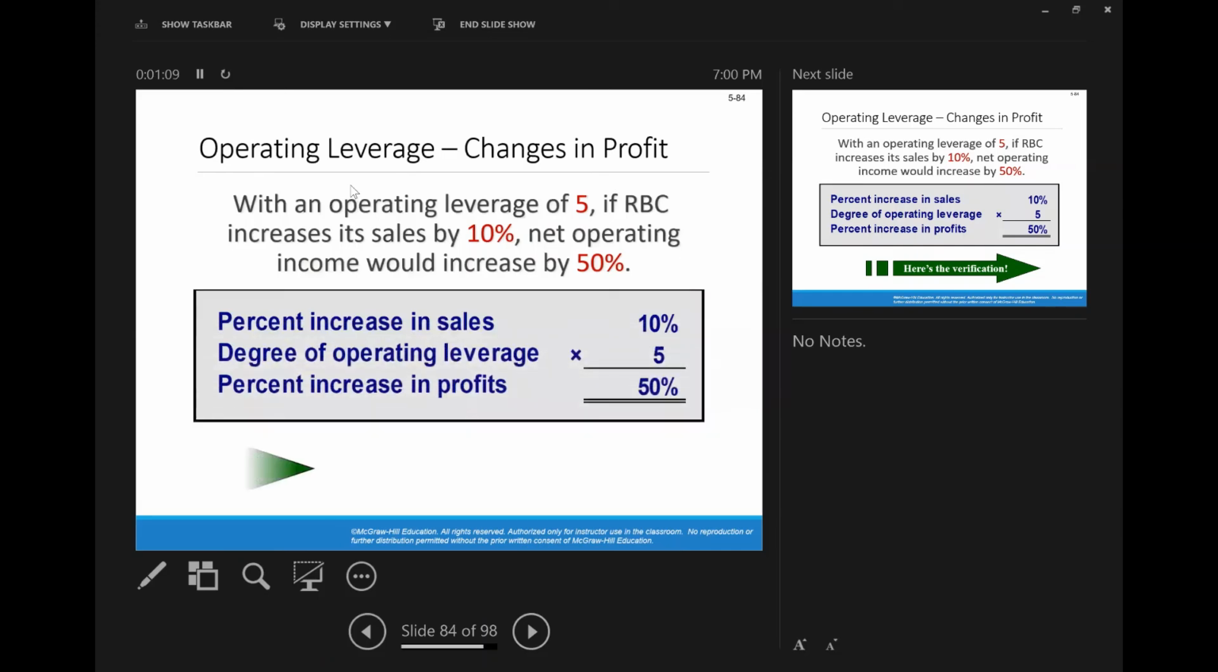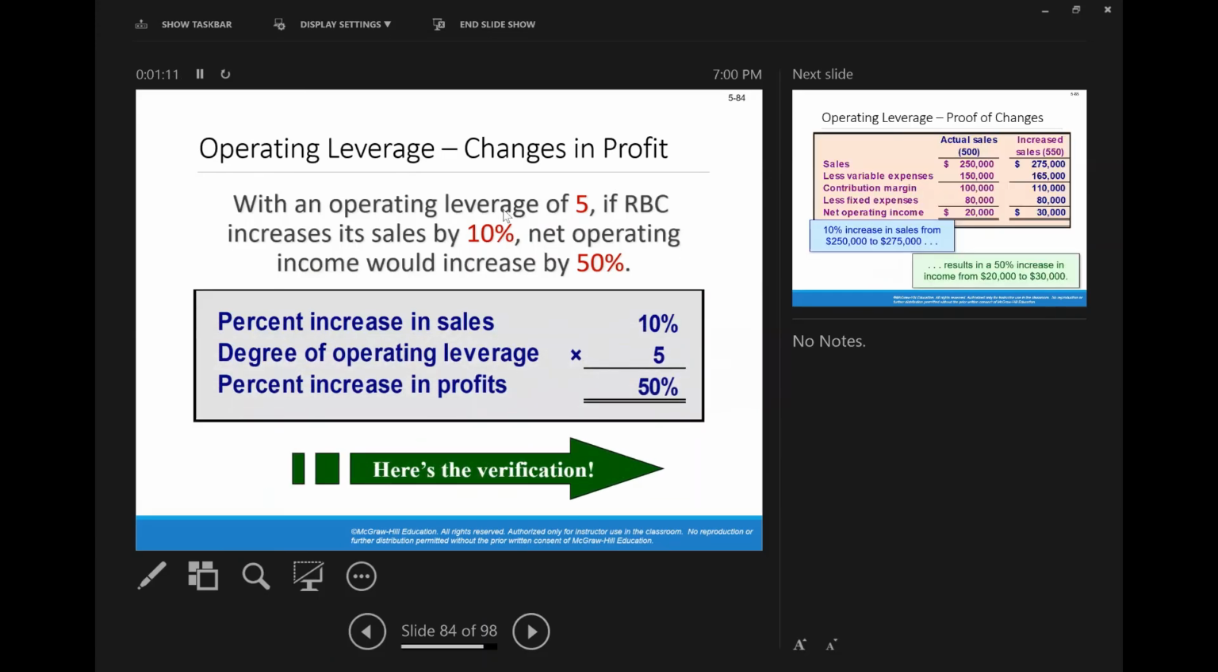With an operating leverage of 5, if RBC increases its sales by 10%, net operating income would increase by 50%. We have a 10% sales increase, so we multiply it by that 5, the degree of operating leverage, and that gives us a 50% increase. So it tells us how it's going to affect our profit.